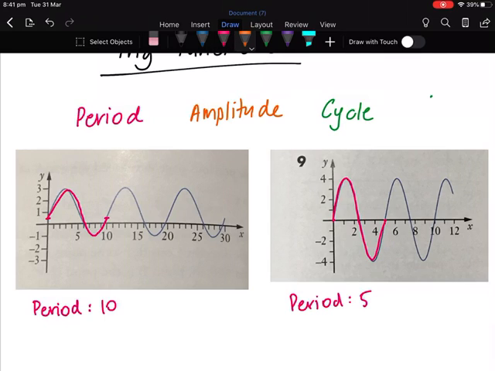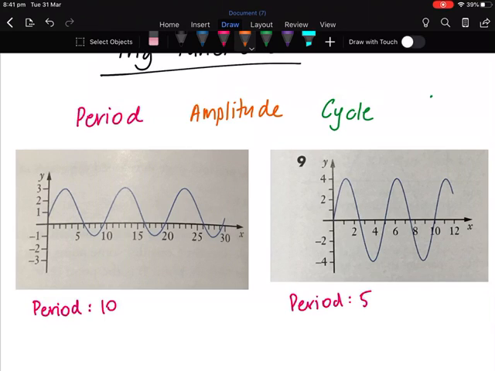Now the amplitude. Let me just erase these for you. All right. Now the amplitude is the distance the graph is going above and below the mean. All right, so we'll actually start with the second graph here for this one.